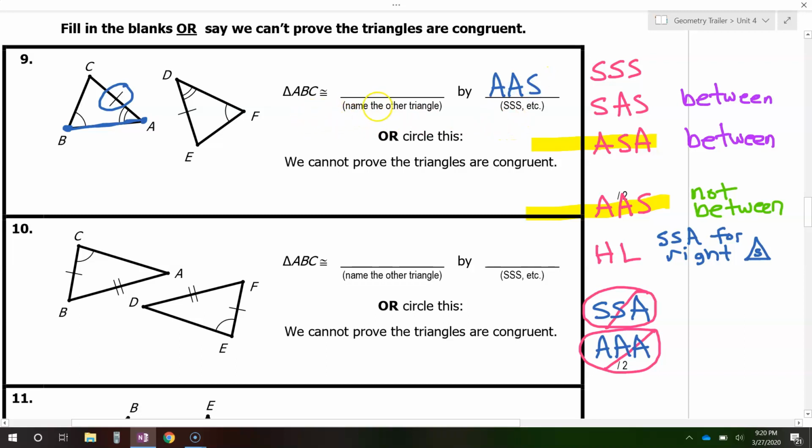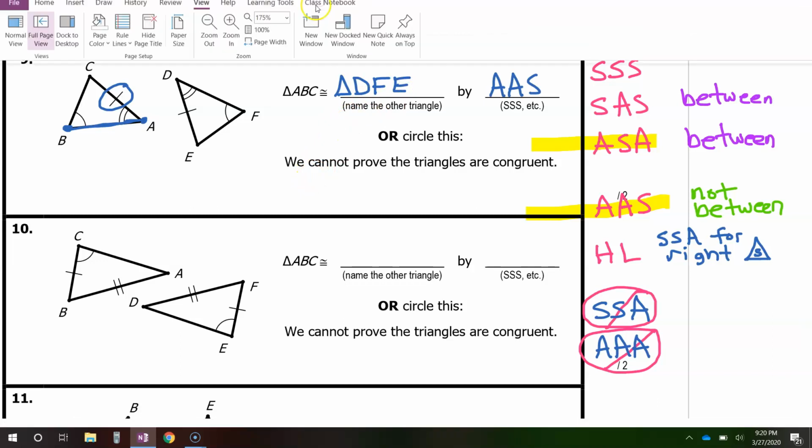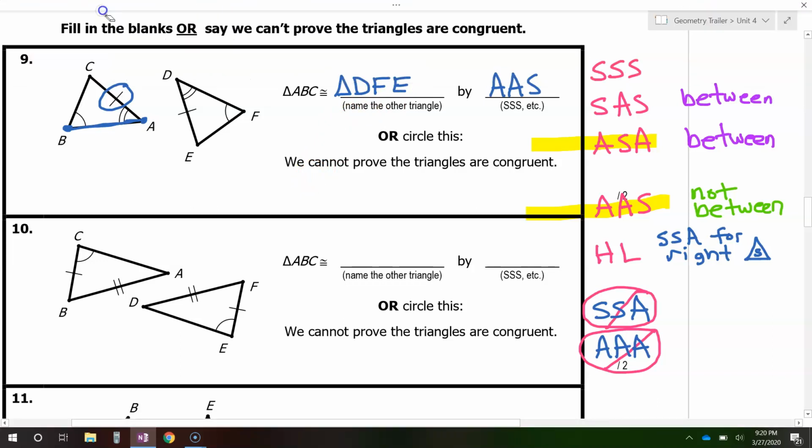And now we have to make the congruence statement. So triangle ABC is congruent to triangle. Well, angle A corresponds with angle D. Angle B, see the single mark? That corresponds with angle F. So I have DF, that only leaves E. So that's number 9. Let me reset here. Erase this yellow.